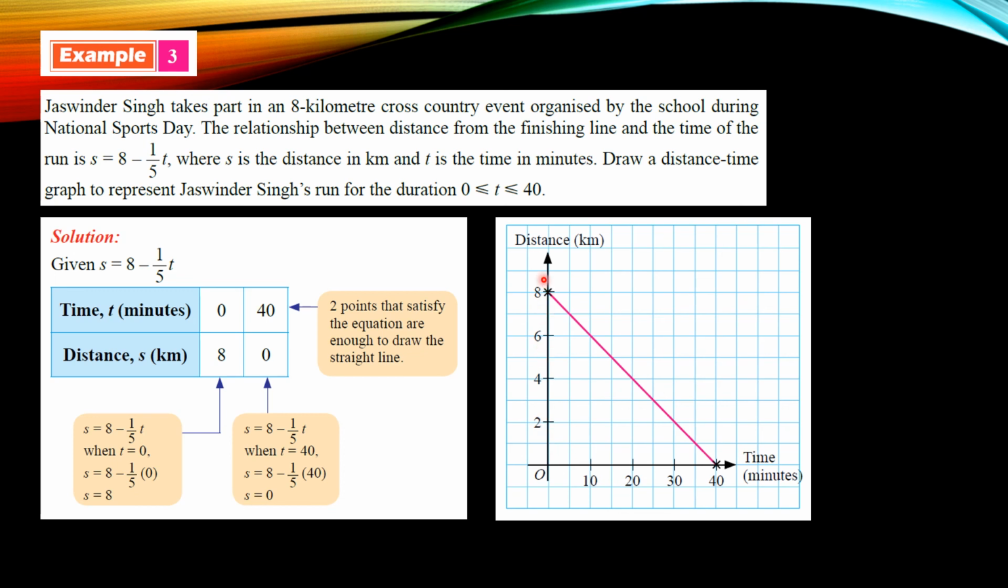Same for the distance, you need until 8, so they use 2, 4, 6, 8 as the scale. Then you plot 0, 8 and 40, 0. Then you join the line.